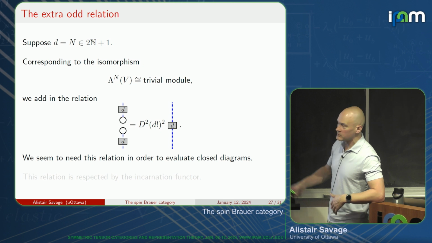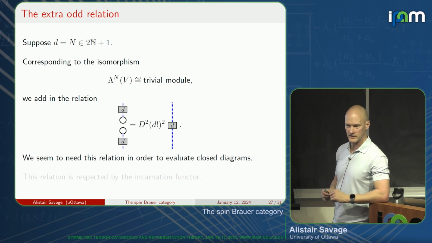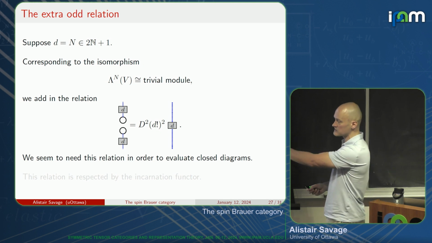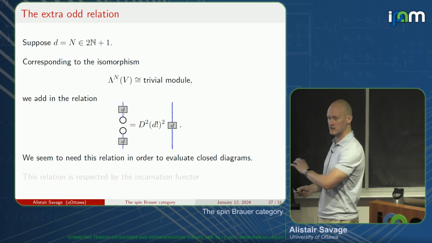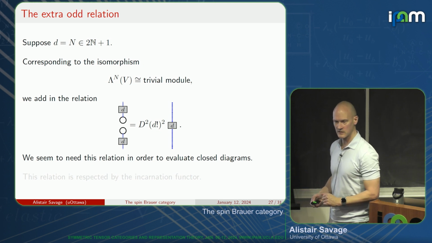And when n was odd, we just couldn't do that. There were diagrams that we could write down, and we just had no idea how to simplify them. So it's possible that you still can, and you don't need this relation, and there was just a trick we didn't see. But once we impose this relation, which we know holds in the module category, then we could evaluate all closed diagrams in the case where n is odd.